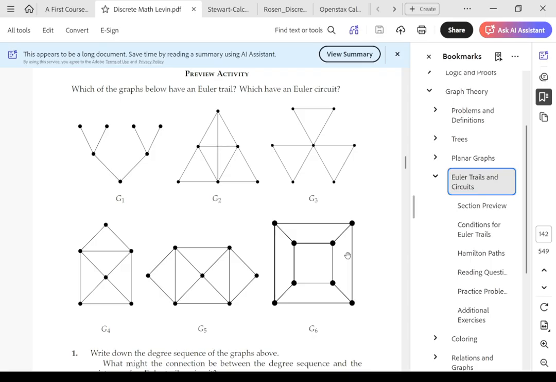All right, so in the next video, we'll talk about something called a Hamilton path, a different but related type of problem.